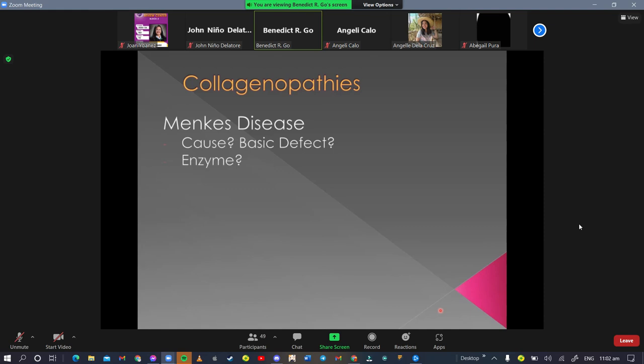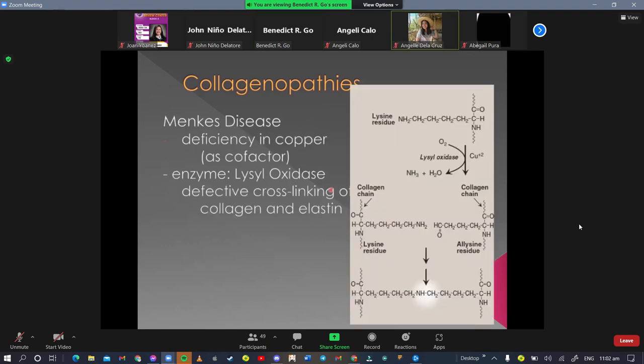What's the cause and basic defect in Menkes disease? In Menkes disease, Doc, there is a deficiency of copper, which results in defective cross-linking of collagen and elastin. The enzyme is lysyl oxidase, Doc, which is copper dependent. Very easy. So in Menkes disease, there's deficiency in copper as a cofactor, the enzyme involved is lysyl oxidase, and there is defective cross-linking of collagen and elastin.